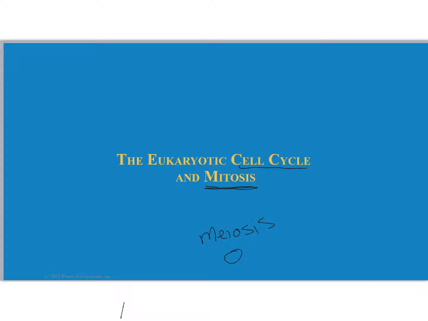Meiosis. So that is the manufacture of sperm and egg cells. Okay? That is non-identical cell division. So that'll be different. Okay? So this is identical. And this is non-identical. Okay, well, let's get started.